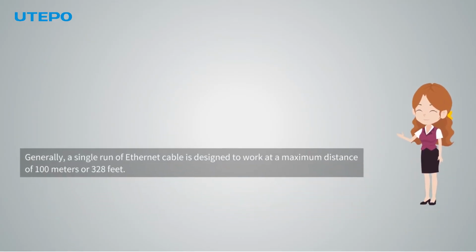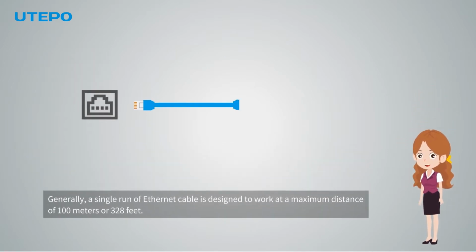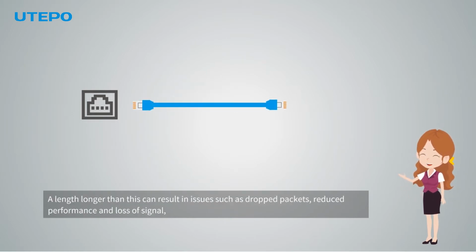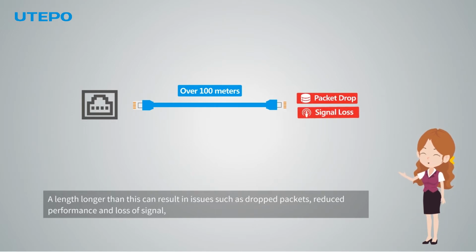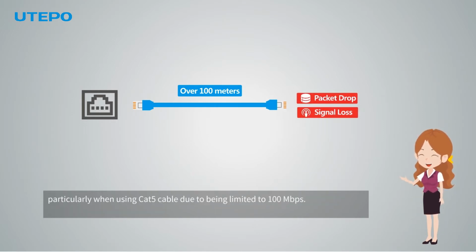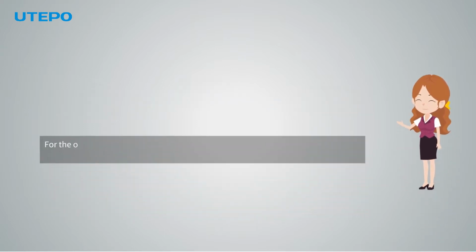Generally, a single run of Ethernet cable is designed to work at a maximum distance of 100 meters or 328 feet. A length longer than this can result in issues such as dropped packets, reduced performance and loss of signal, particularly when using Cat5 cable due to being limited to 100 Mbps.